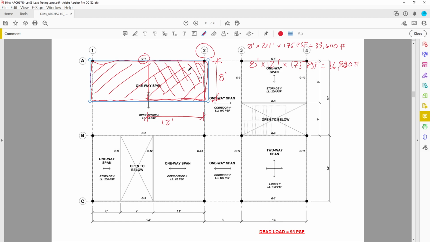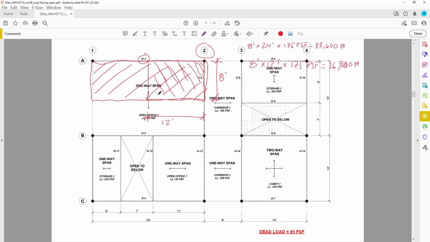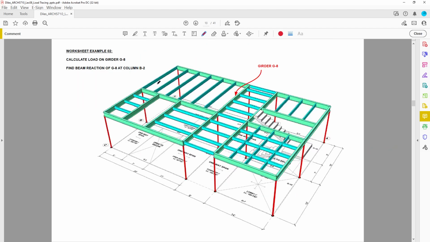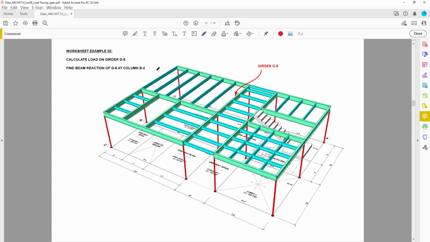So you can look at this problem in several different ways to solve for it and check your work by looking at the area that's being supported by a particular girder. Let's keep moving. Let's look at now our second problem, which is asking us to calculate the load on girder G8 and find the beam reaction of G8 at column B2. So B2 is this column here, and girder 8 is this one.